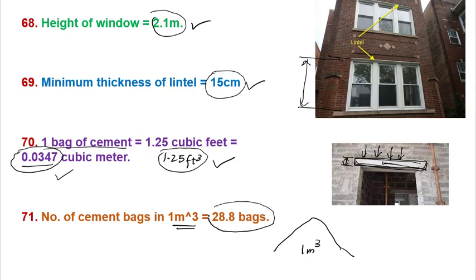But in this point, there is something lacking. One important point is lacking. We don't know about the ratio of the concrete. It is 1 meter cube of concrete, but we don't know the ratio.